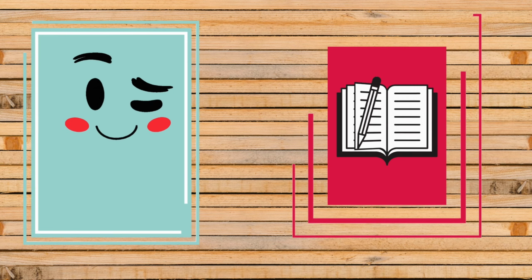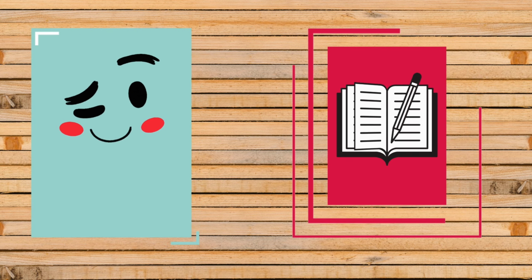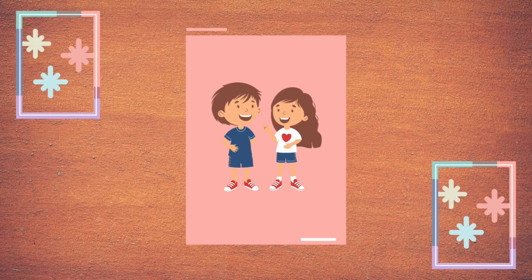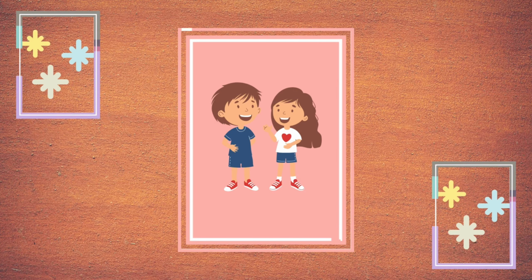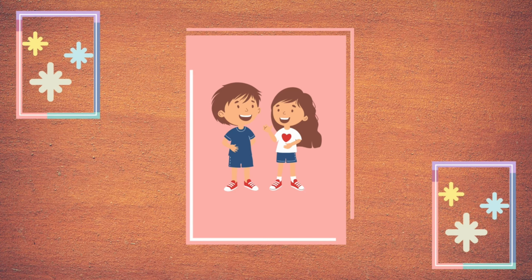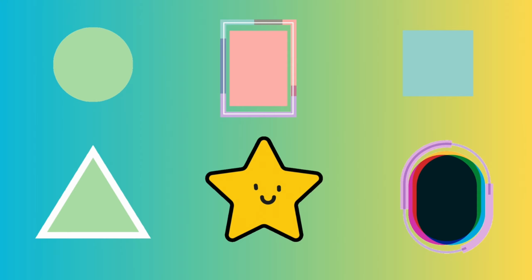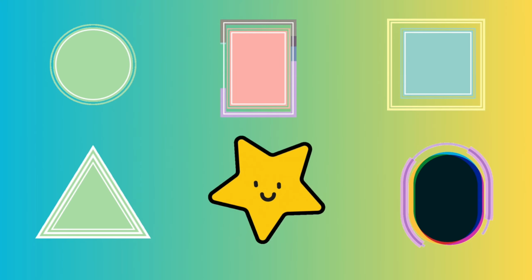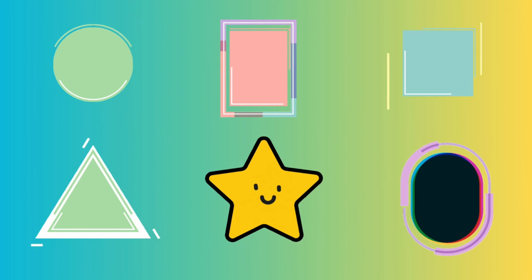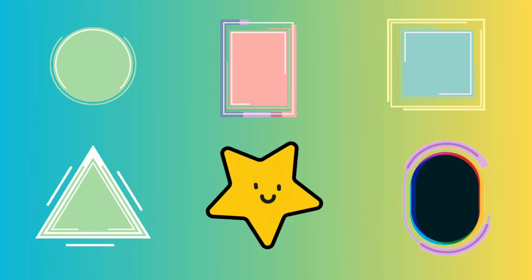Square. I'm a rectangle, you see, like a very long square. A very long square, I'm a rectangle, you see. I'm straight, and I'm long like a brick. Triangle, rectangle, circle, oval, square.